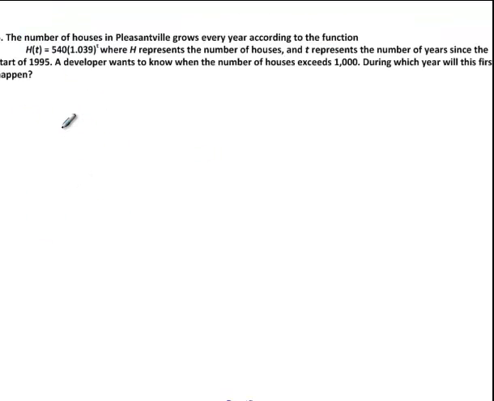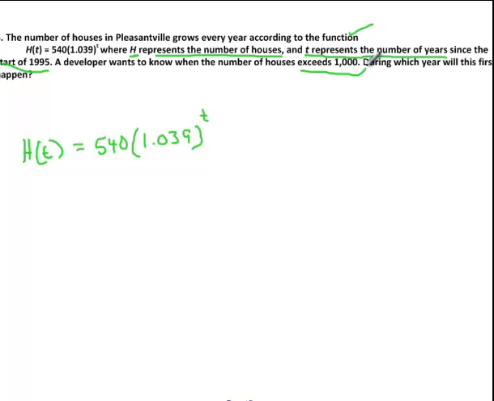Oh, I have a formula. I haven't even read the problem yet. I just see a formula. H of t is 540 times 1.039 to the t. Okay. The number of houses in Pleasantville grows according to this function. H represents the number of houses. T represents the number of years since 1995. A developer wants to know when the number of houses exceeds 1,000. So houses have to exceed 1,000.